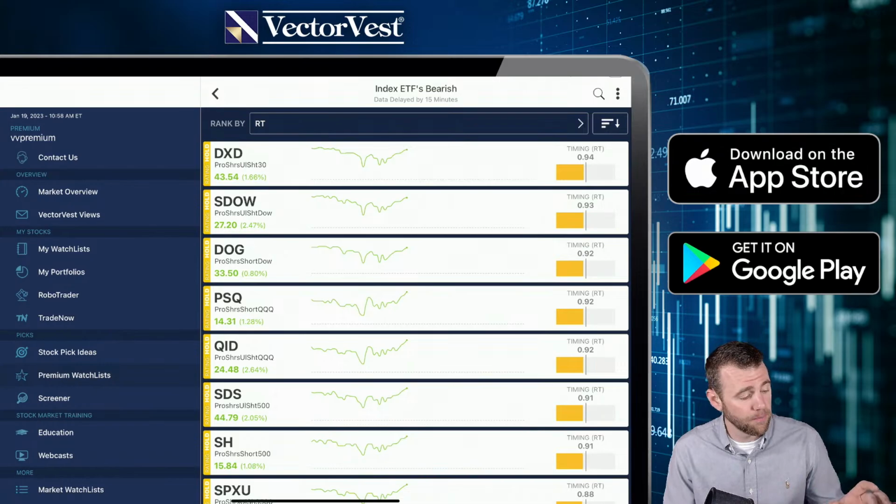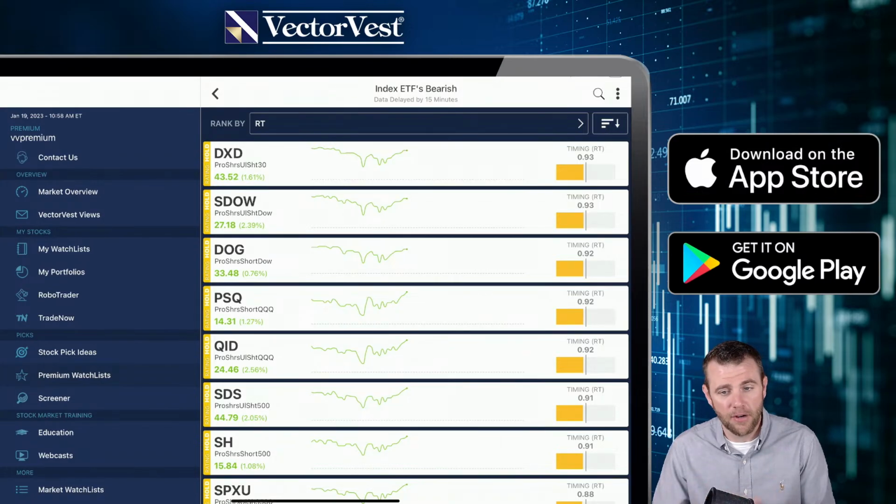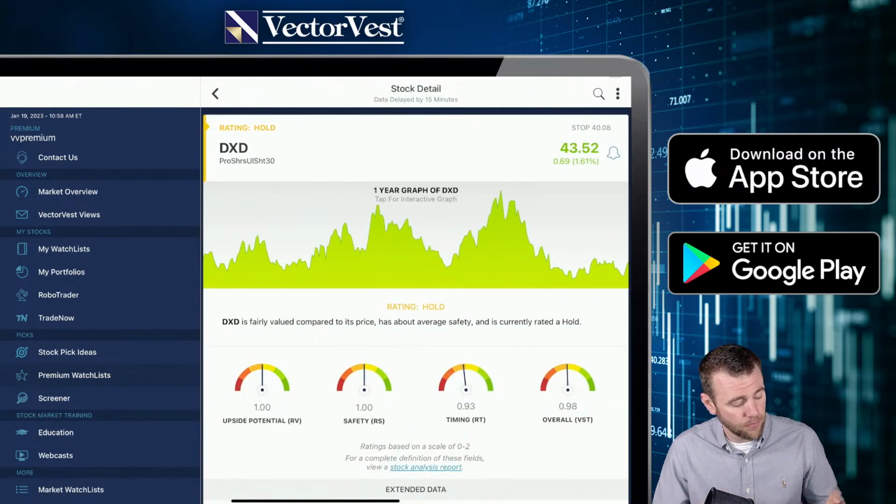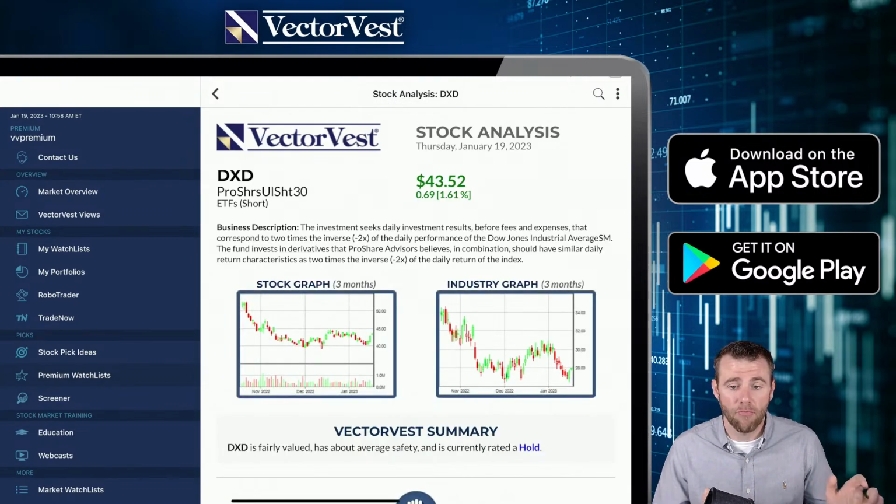But as you can see here, the first one is not looking at the S&P 500. If you read the name, ProShares UltraShort 30. 30 typically stands for the Dow. If you're not familiar with it, all you've got to do is tap on it, click on the stock analysis report, and right at the top in the business description, it'll tell you exactly what the ETF is looking at. As it states, the investment seeks daily investment results, before fees and expenses, that correspond to 2 times the inverse performance of the Dow Jones Industrial Average. So as the Dow falls 1%, this rises by 2%.